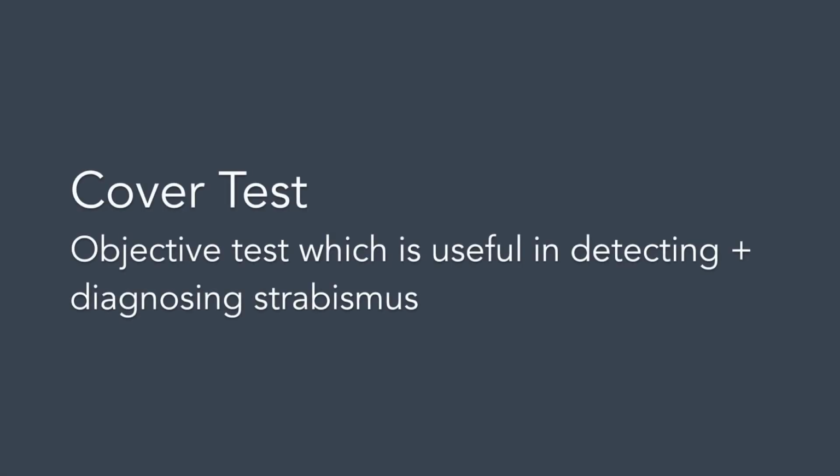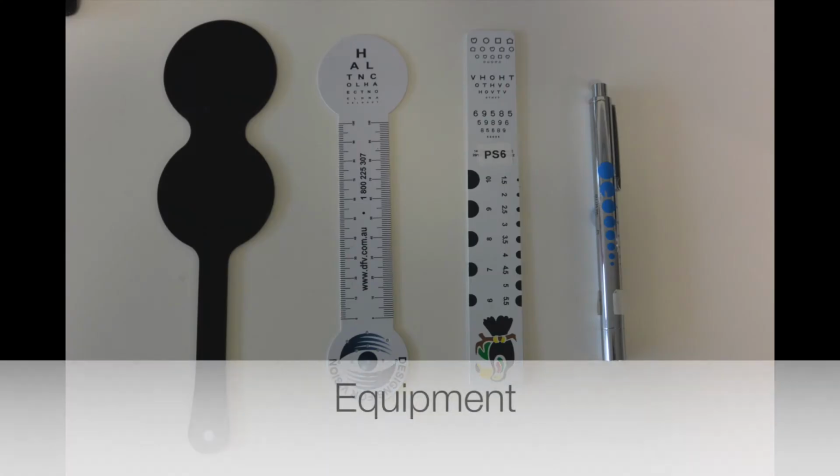The cover test is an objective test which is useful in detecting and diagnosing strabismus. The cover test is a routine examination performed at most clinical appointments. To perform a cover test, an occluder and accommodative target must be used. The test can be performed at near or far, with distance tests using the Snellen chart as an accommodative target.